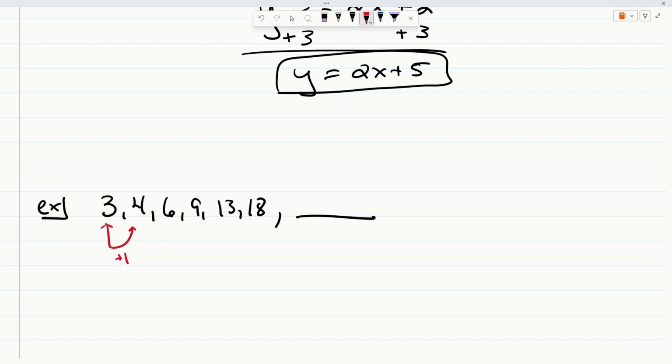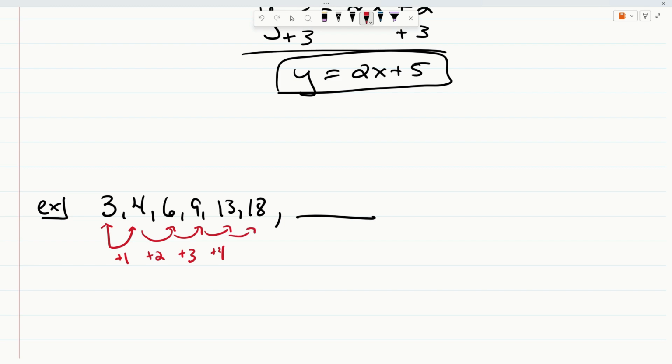Now, how do you go from 4 to 6? Well, to go from 4 to 6, you would add 2. To go from 6 to 9, you add 3. To go from 9 to 13, you add 4. And notice now we're developing a pattern. It looks like the next number is always going to be an addition of a previous number plus one more.